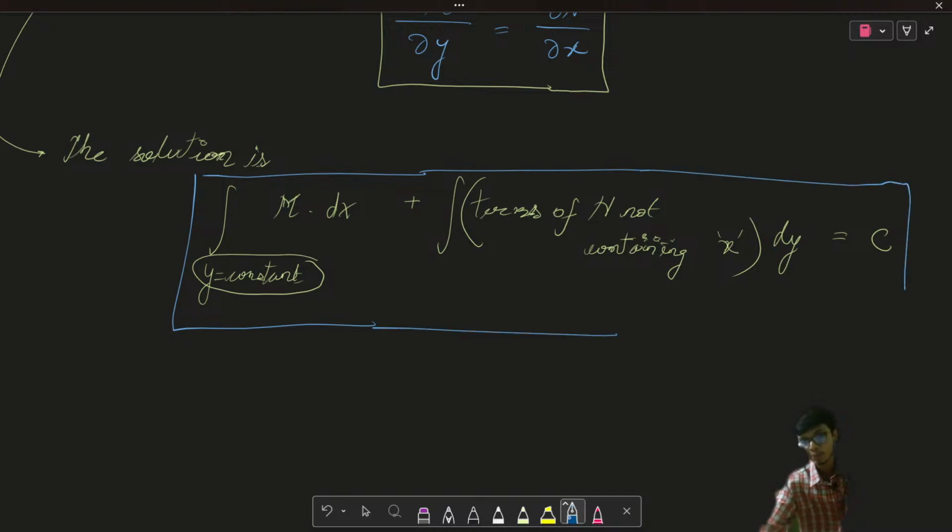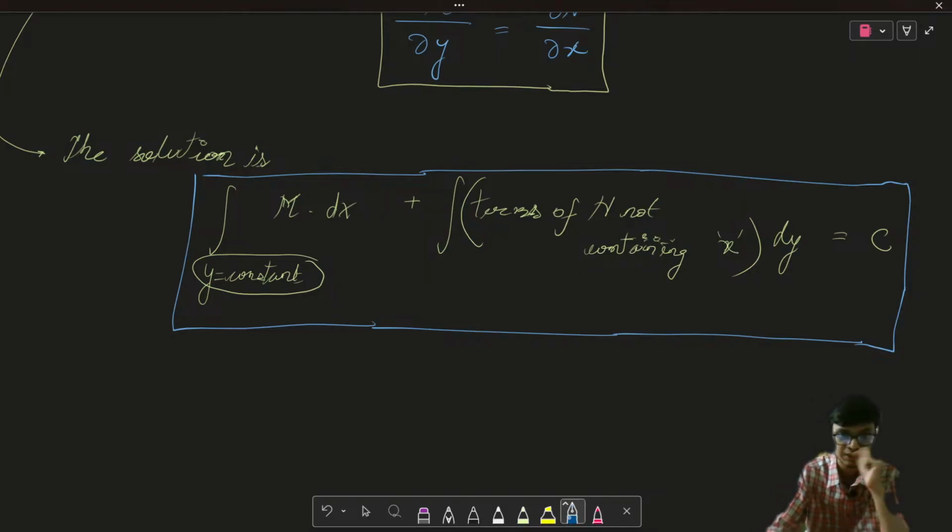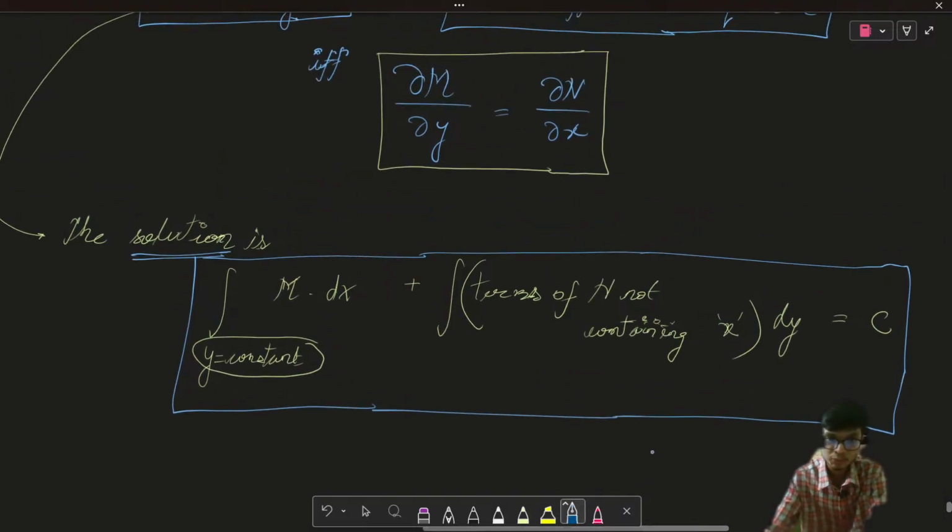So once I am confirmed that the given differential equation is an exact differential equation, then I can achieve the solution of such a differential equation by doing this. Again I am saying, please note this is provided only with this particular condition. This condition should be met over here, otherwise the solution won't be valid, right?